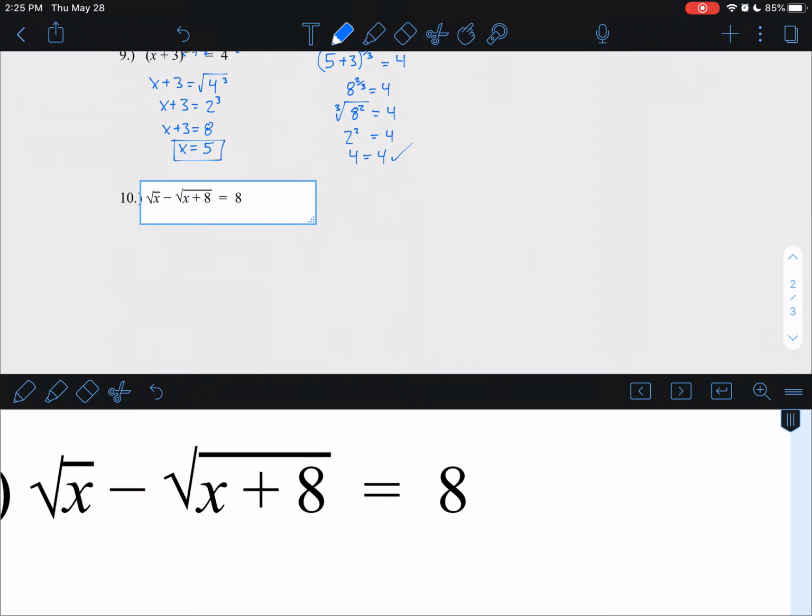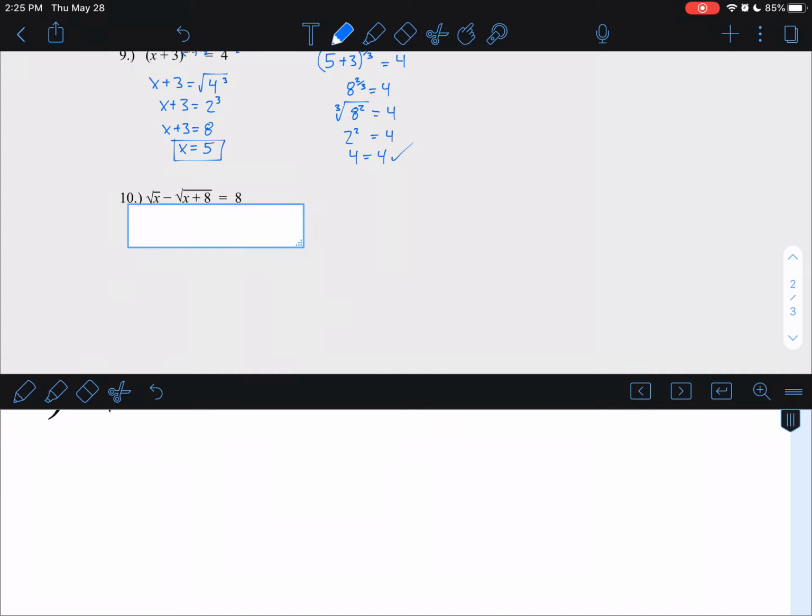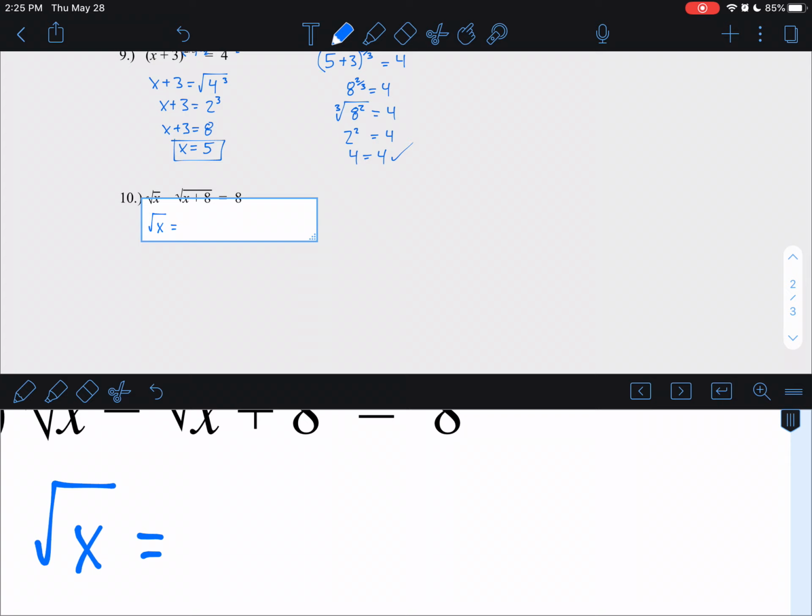So I have the square root of x minus the square root of x plus 8 equals 8. I cannot start by squaring this, because these are two separate terms. This is like the square root of x minus the square root of x plus 8. So what I'm going to do first on this problem is add the square root of x plus 8 to both sides. So that is going to give me the square root of x equals 8 plus the square root of x plus 8.